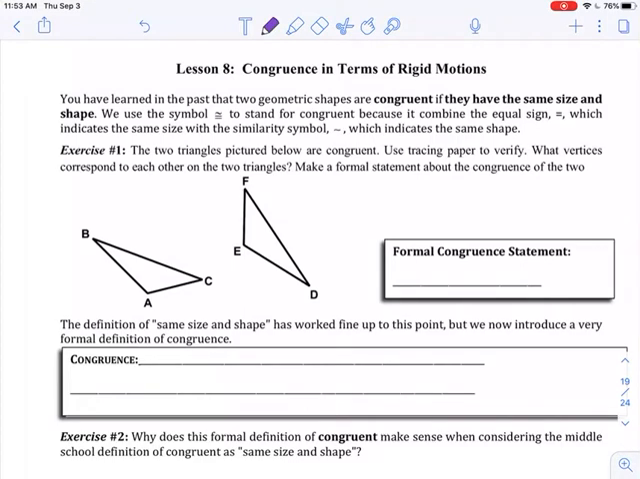Hi GOH, this is Unit 2, Lesson 8. Today we're going to talk about congruence in terms of rigid motions. So this is a big concept for Common Core geometry. So I'm going to read from the top a little bit.